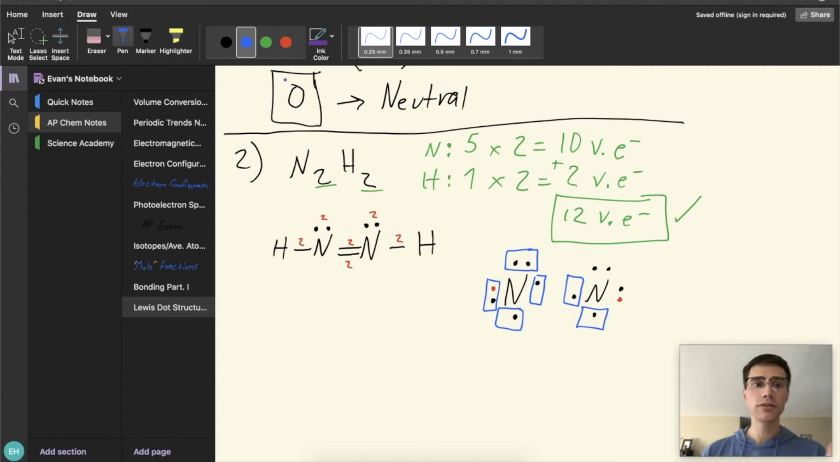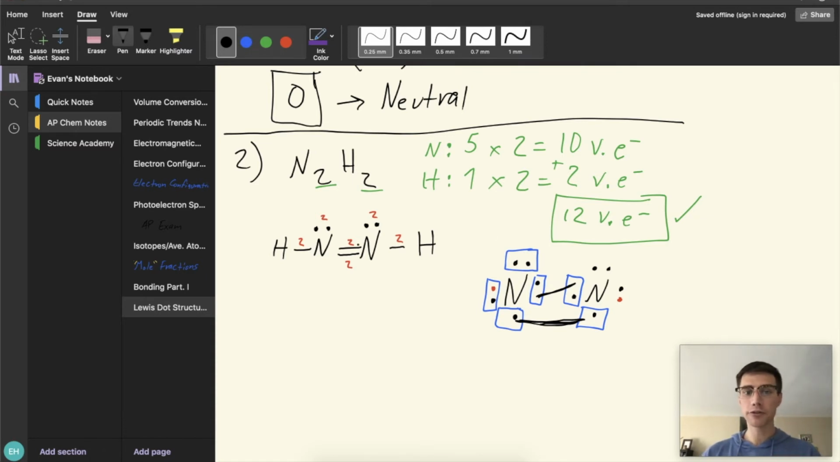Now, we haven't really gotten into talking about how double and triple bonds form yet, but just know that if you get a situation like this, these 2 electrons can share this box here. So that's how we form 1 bond, and these 2 electrons can share both of their boxes. So that's how we form our second covalent bond.